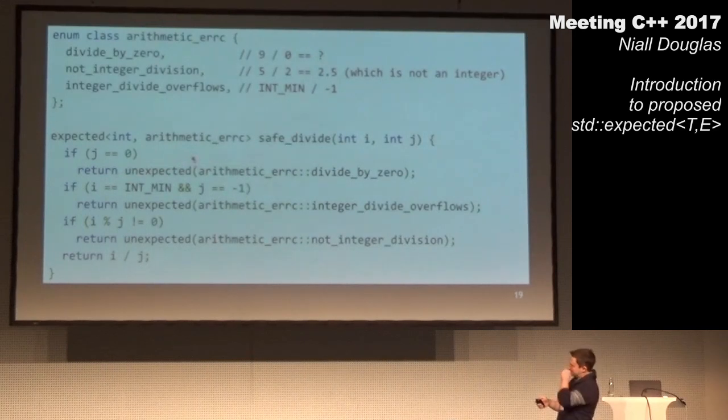You then declare an expected, which can return either an int or an arithmetic error C, called safe divide, which takes i and j. If j is 0, we return this. If this, return this. And if this could happen, we return that. And then at the end, if all successful, we return i divided by j. Does that all make sense?